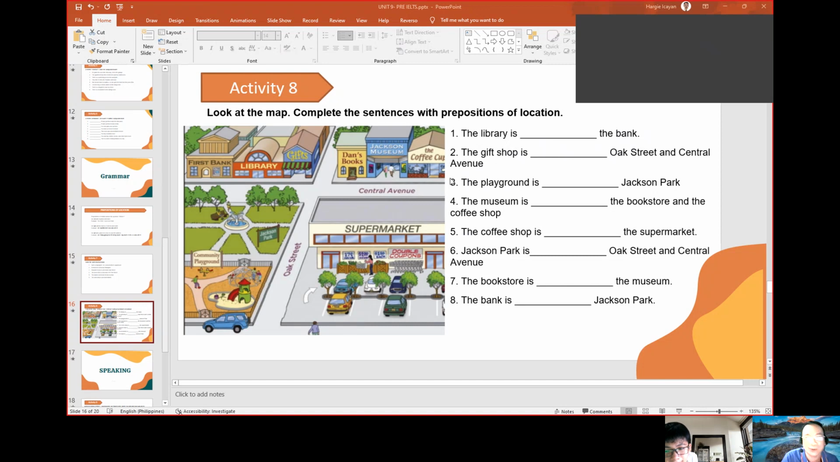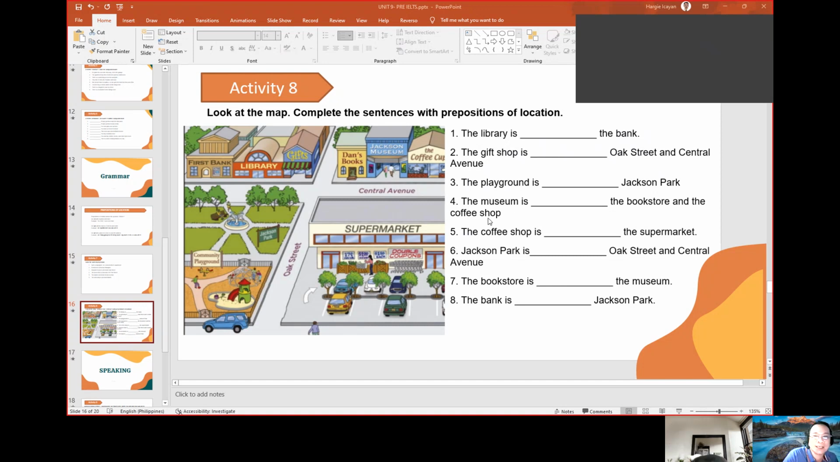Okay, next, number two. It's very simple: Oak Street and Central Avenue. So we have to use on. The gift shop is on Oak Street and Central Avenue. Again, when you say Oak Street, it's on. When we say avenue, it's also a kind of street.